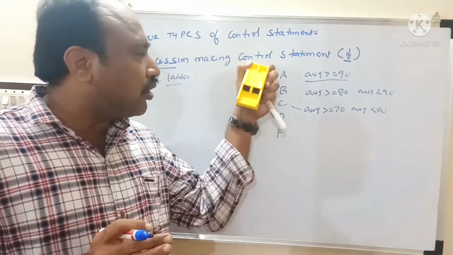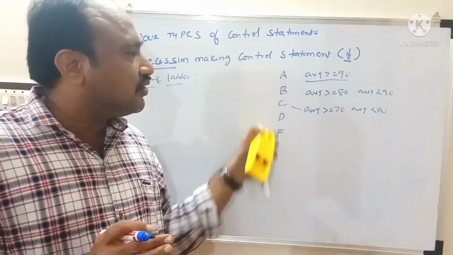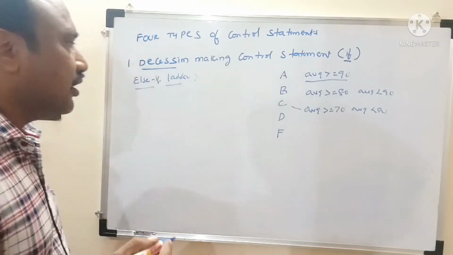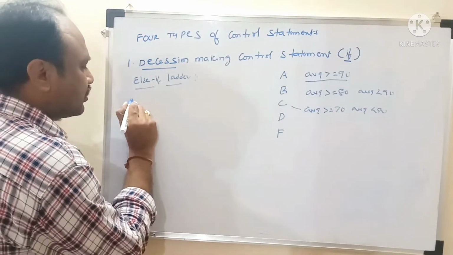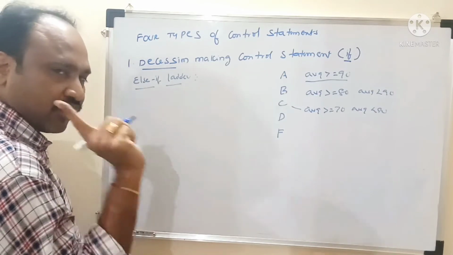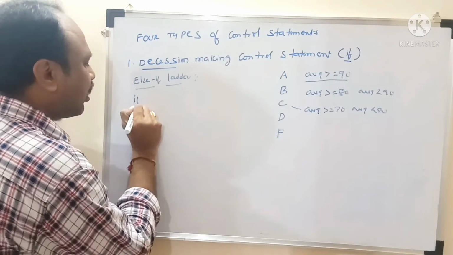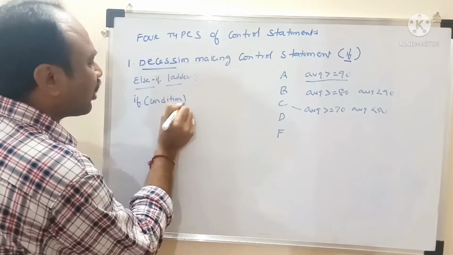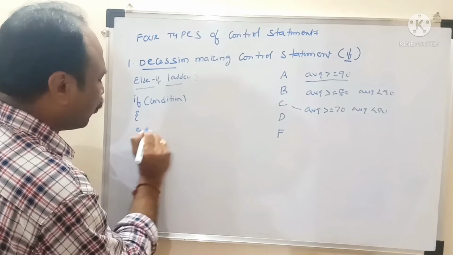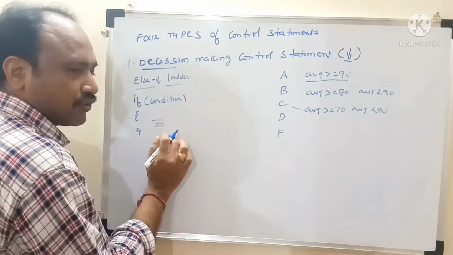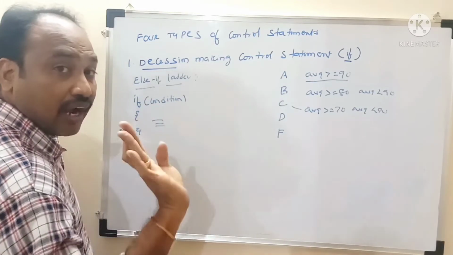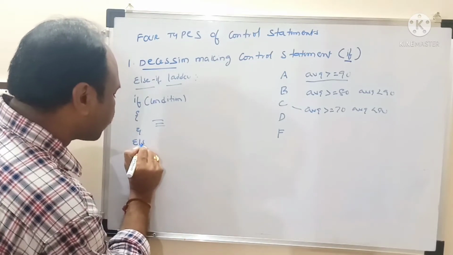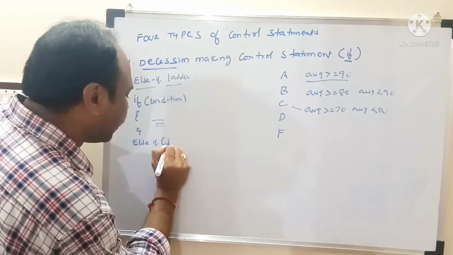Sir, how to address these types of problems? That's why they introduced the else if ladder. The syntax of else if ladder is like this. Syntax means we should write like that only. If of condition. If this condition is true, the if block will be executed. If this condition is false, I don't write an else block. I will write one more condition. Else if of condition.